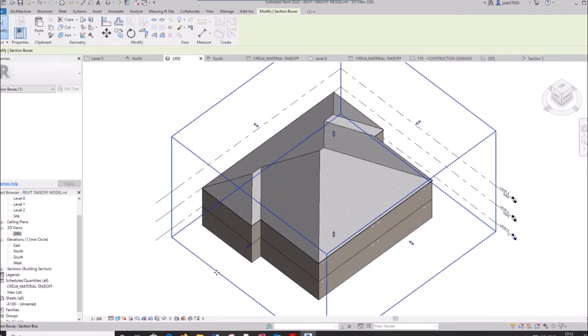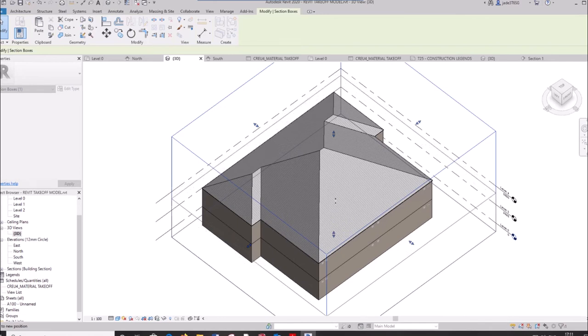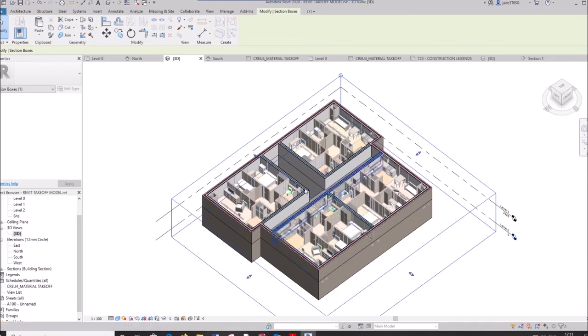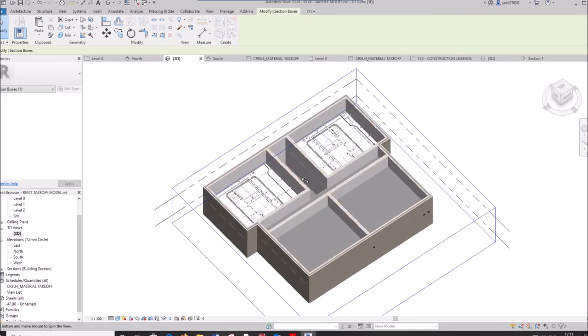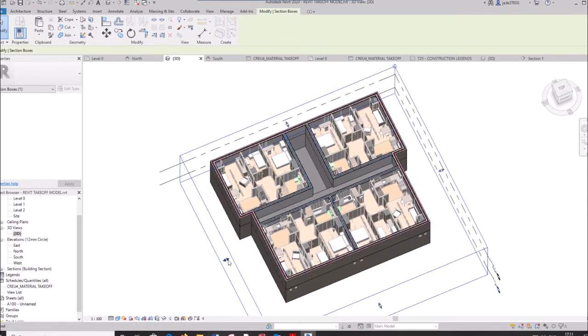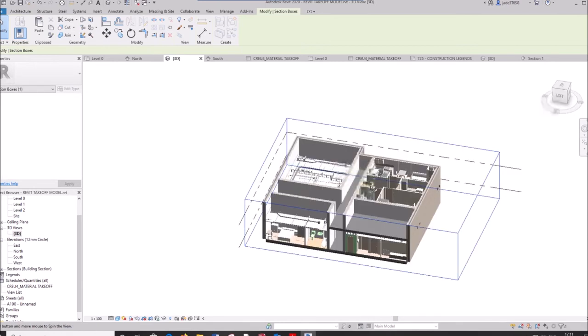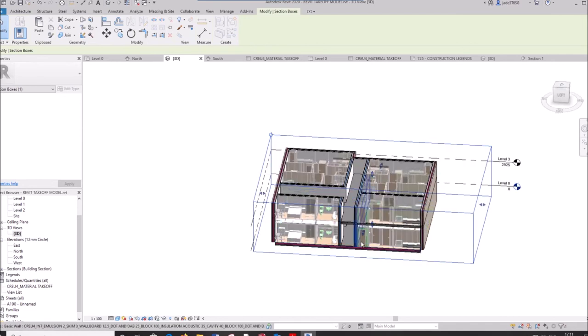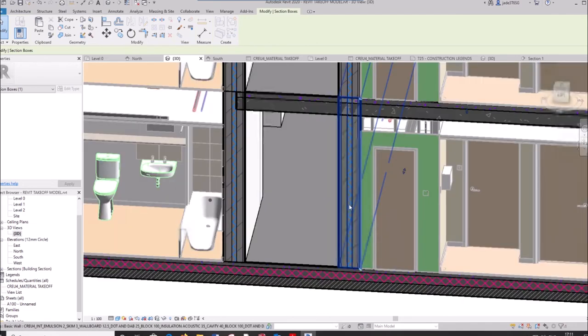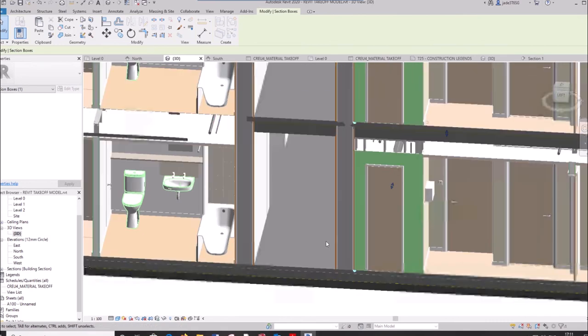We've now added floors into the model. The first floor allows for a stairwell at that point, so it's a little bit smaller. But we're showing concrete planks and screed on the first floor, and screed, insulation, beam and block on the ground floor.